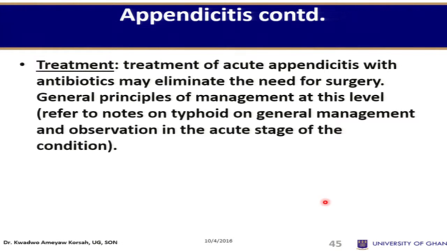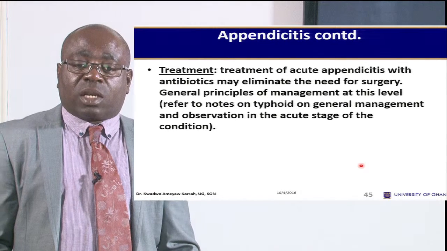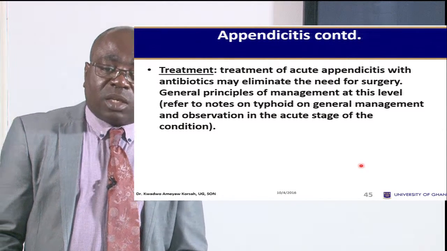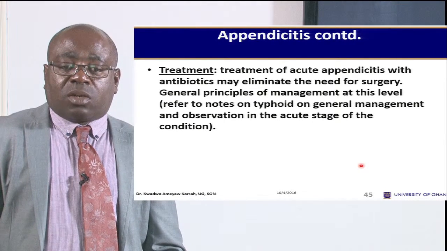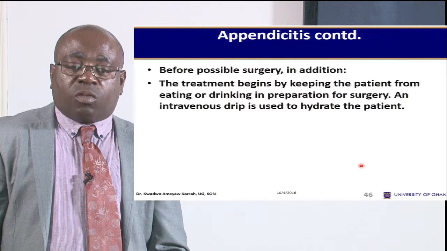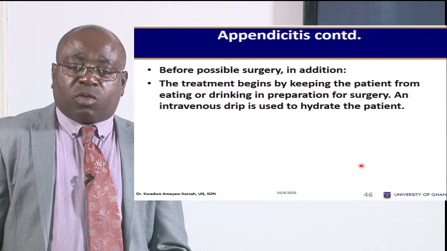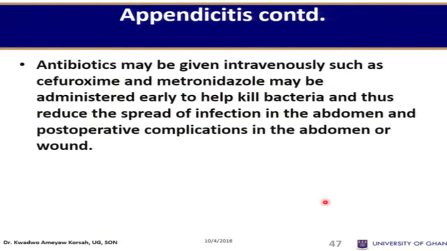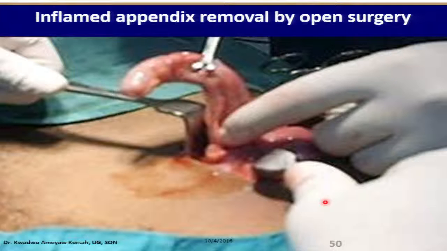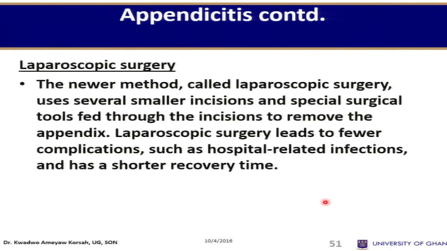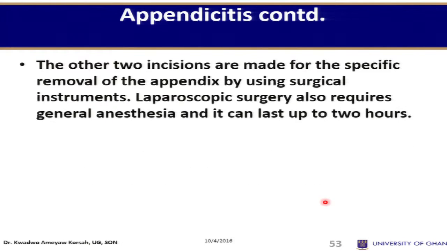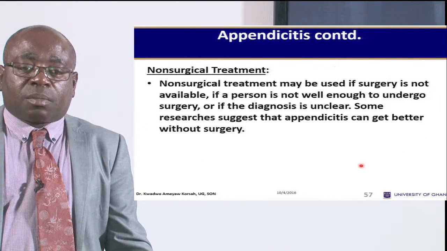So in the initial phase or the acute phase, the principle is that we need to start with antibiotics. And for the general principles of management at this level, refer to the notes on typhoid, or general management and observation in the acute stage of the condition. So before possible surgery, in addition to other treatments, look at that. Then in advanced stages, you can do surgery. We have laparoscopy surgery, and then other types that can also be done.